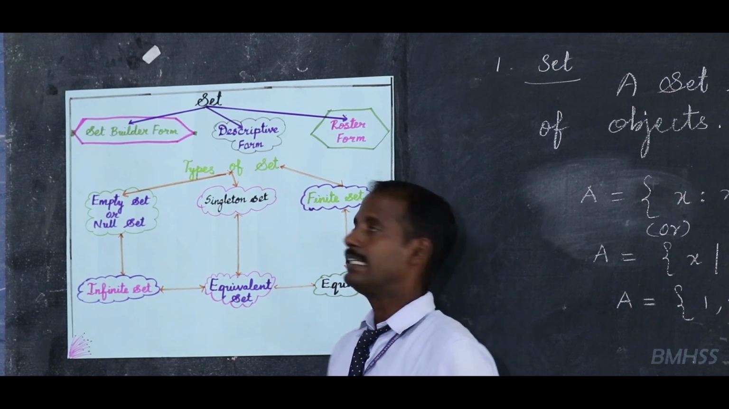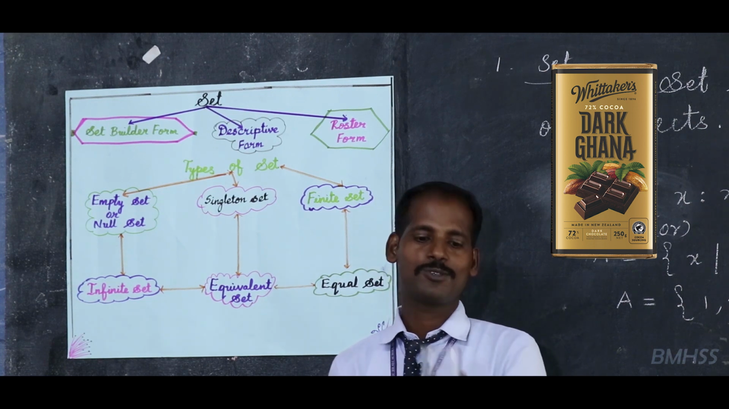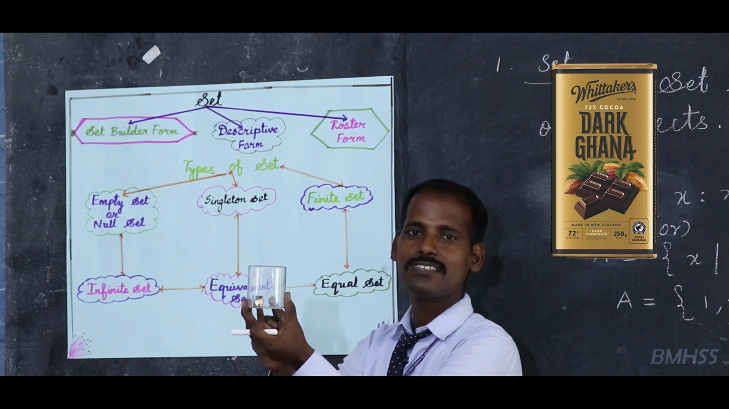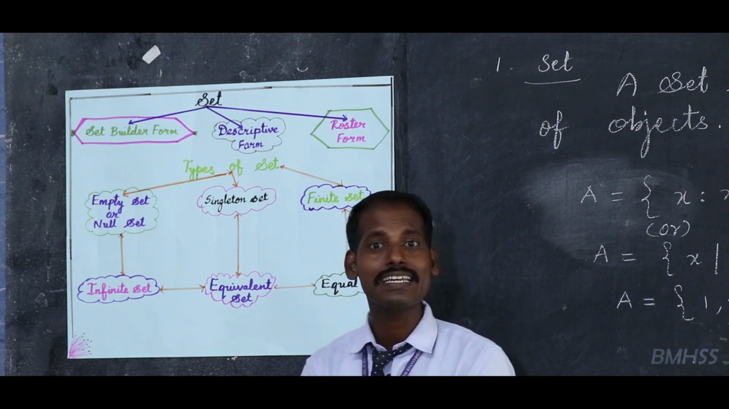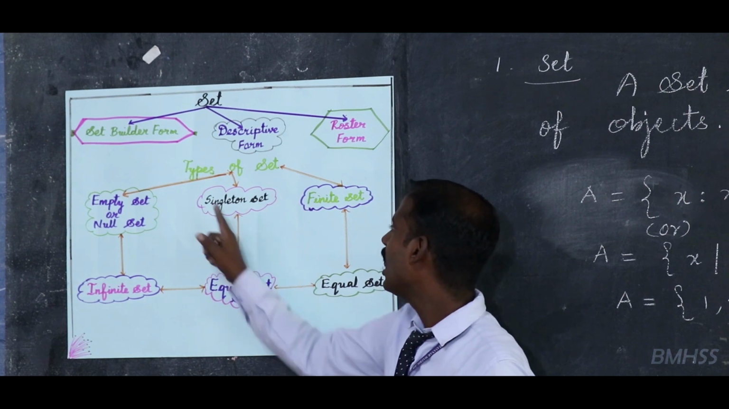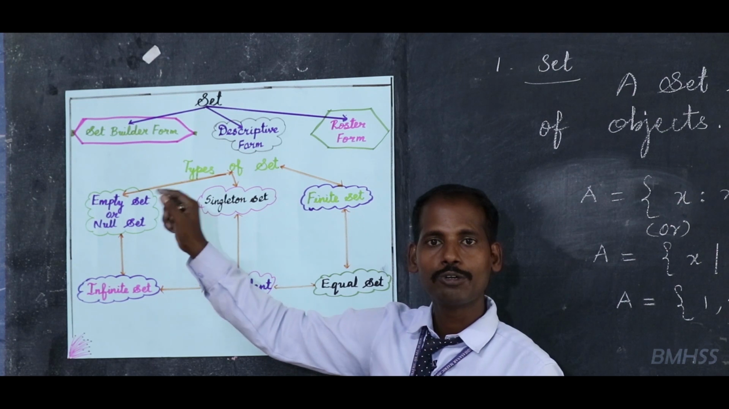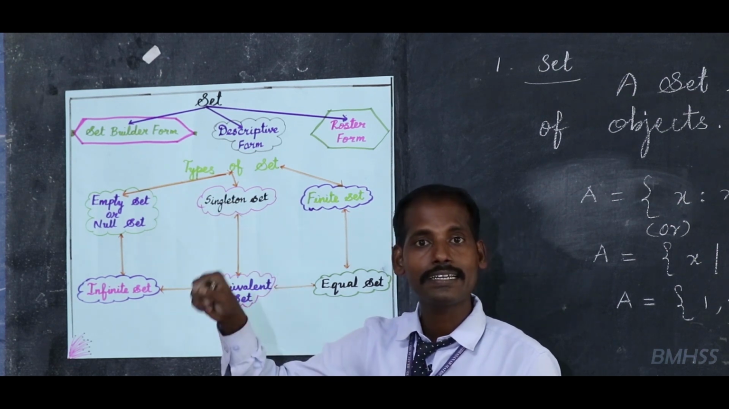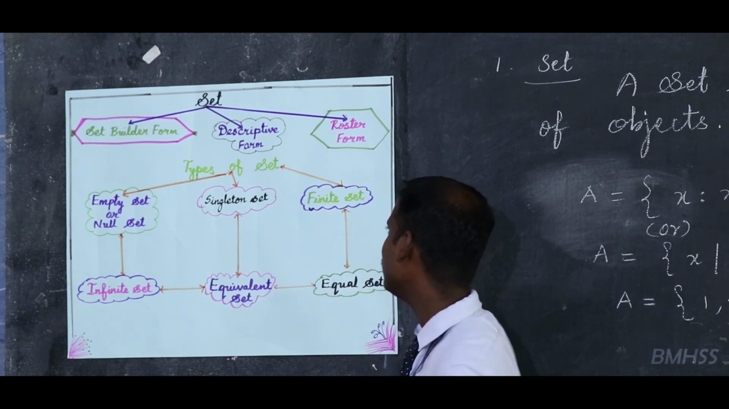Second one, singleton set. Single means only one person, so only one chocolate. So it is singleton set. A set consisting of only one element is called singleton set. Here, a set consisting of no element is called empty set or null set. Next, singleton set: a set containing only one element is called singleton set.